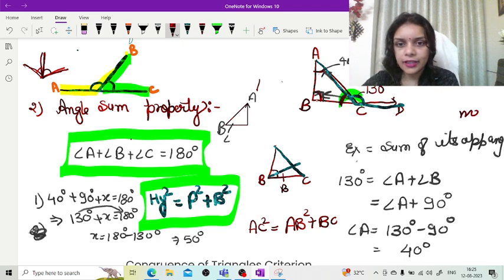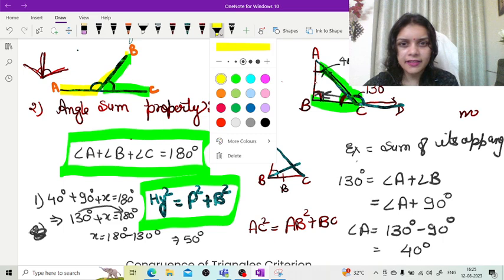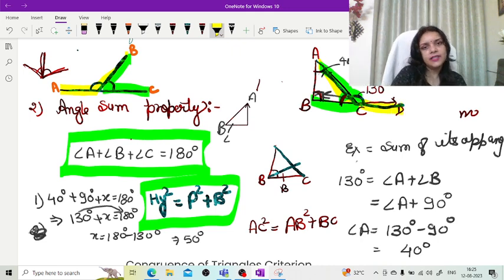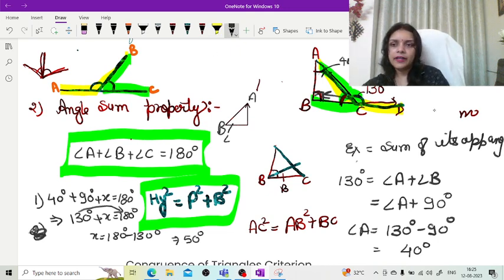So see, two adjacent angles are there, one is this one, right? And the second one is this one. So these are two adjacent angles, that's why we can use the property linear pair. Okay, so according to linear pair property, from here you can find out the value of x.